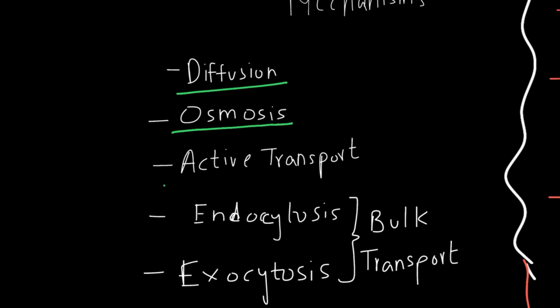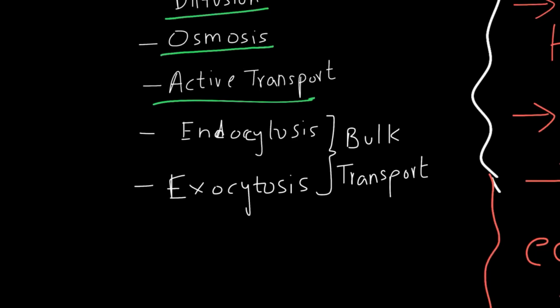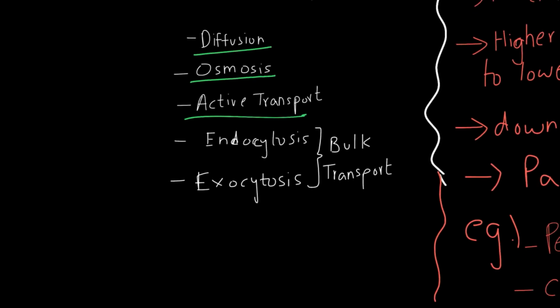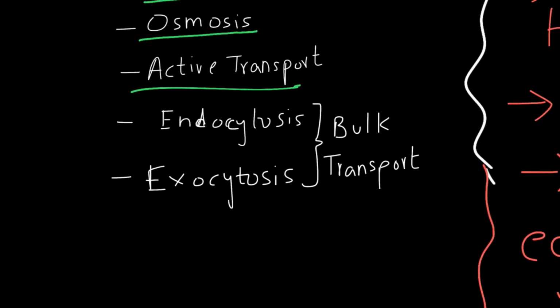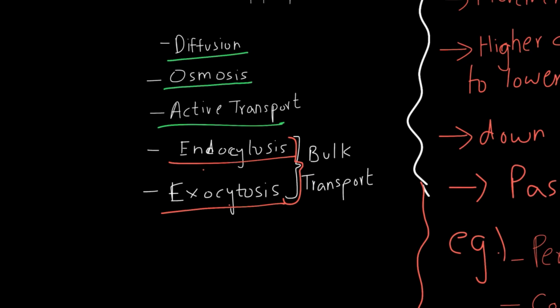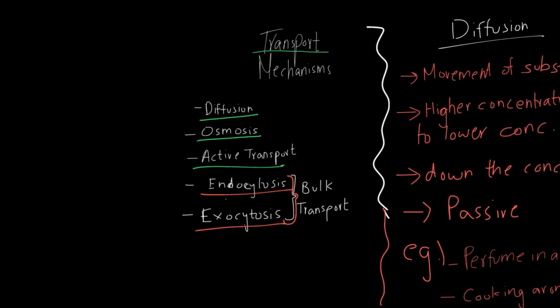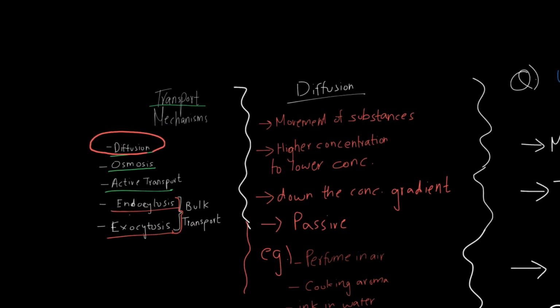That too we've learned. Active transport we've learned as well. So these three are the ones done in O levels. These two right here, we've never done these before, but we've kind of studied the mechanism. Endocytosis and exocytosis both work together in a bulk transport mechanism. So first off, we'll be starting off with diffusion right now, right?